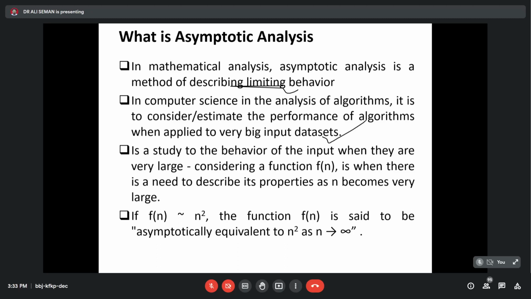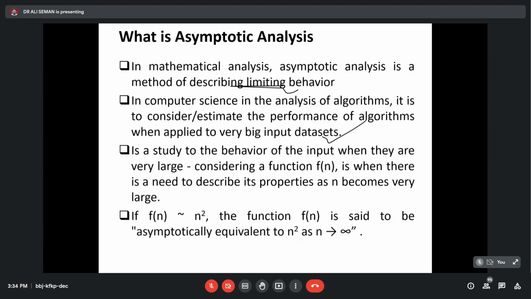Can the algorithm, in terms of time, handle it when we increase the input size, for example the data set? This is the issue under the complexity, or specifically under the asymptotic analysis. So it's a study of the behavior of the input when it is very large, considering a function. A general function f of n, when there is a need to describe its properties as n becomes very large.